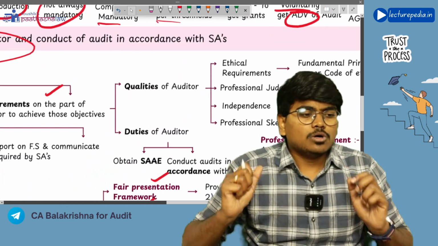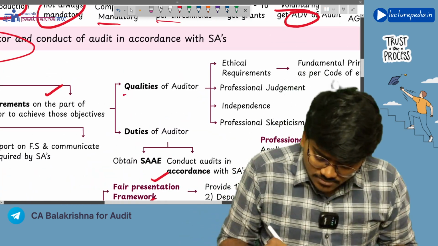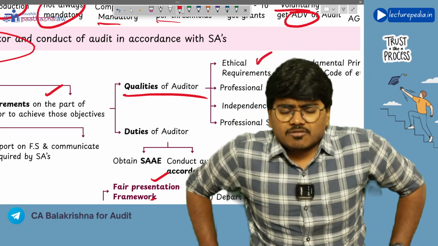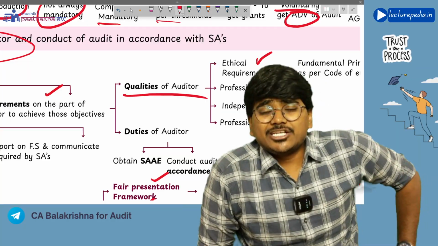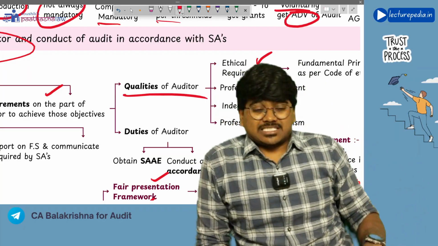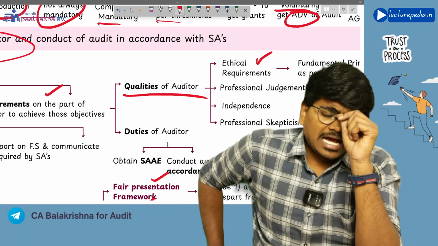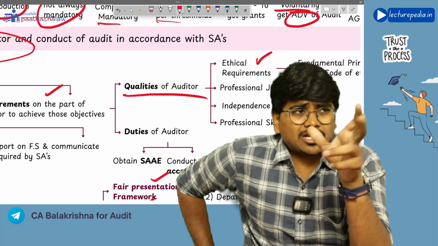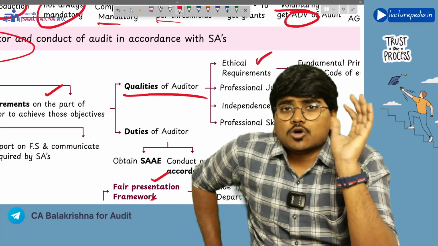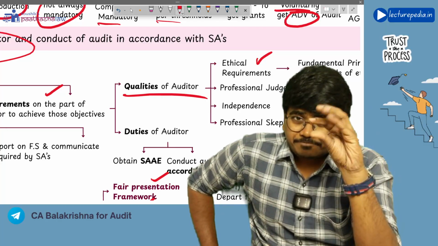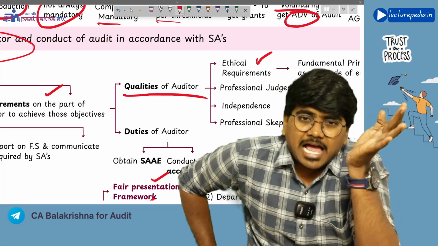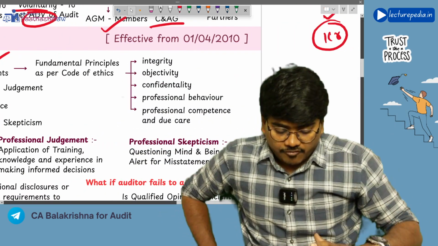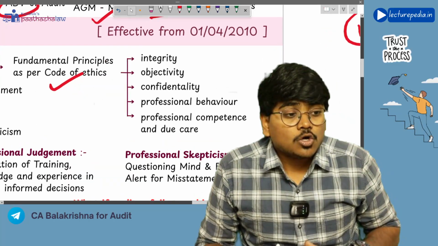Next, going to qualities of auditor. What are the qualities that the auditor should have? First of all, ethical requirements. There are 5 ethical requirements that are issued by the Code of Ethics, issued by ICAI. Basically, our ICAI has issued the Code of Ethics. That Code of Ethics is this much volumes of books. There are some 2 or 3 volumes of Code of Ethics. Now, in that Code of Ethics, 5 ethical principles have been prescribed. What are those 5 ethical principles? Let us see. Fundamental principles as per Code of Ethics.